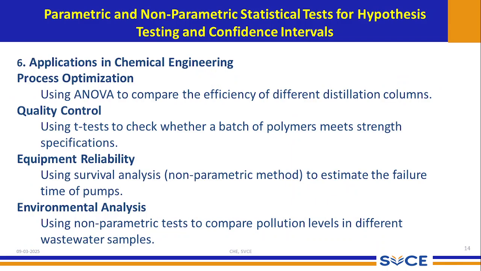And the applications in chemical engineering, both parametric and non-parametric. The first two examples are for parametric statistical tests, and the second two are equipment reliability and environmental analysis, which use non-parametric methods. Let us see them one by one. Process optimization using ANOVA, which comes under parametric statistical tests. The t-test is again parametric, whereas non-parametric methods use survival analysis to estimate the failure time of pumps. Environmental analysis uses a non-parametric test to compare the impurity levels in different wastewater samples.